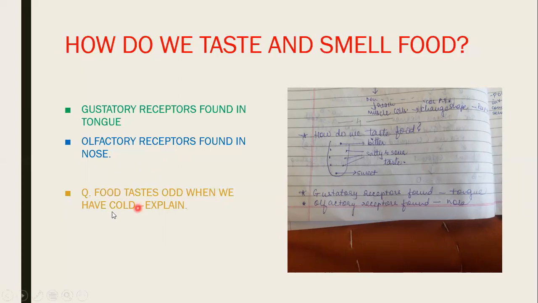So this is the answer to the question that has been highlighted, that the food tastes odd when we have a cold. Clear? So whenever you are eating something, it is going to the back. Whenever you are smelling something, it is going to the back of your tongue. So that particular organ is having a swelling or inflammation, and that is the reason the food is tasting odd. That is what is called as odd. Am I clear? So this is two marks and all that.